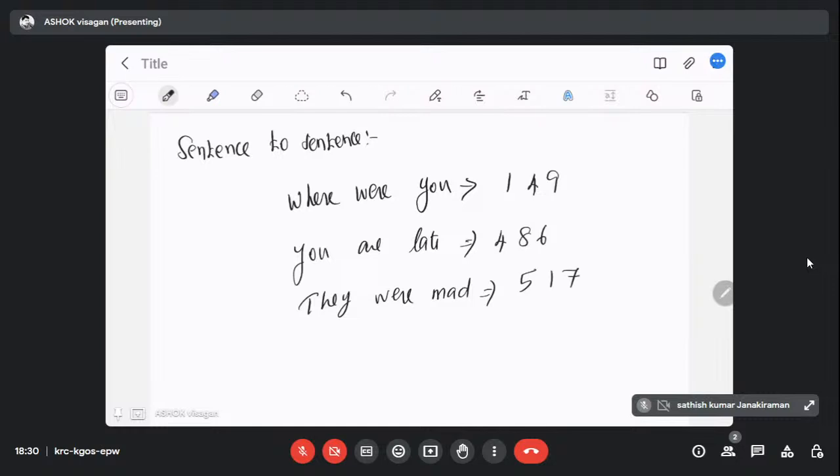Now, what is the code for the word late? Sorry, not for late. What is the code for the word where? Where. Find out the code for the word where.